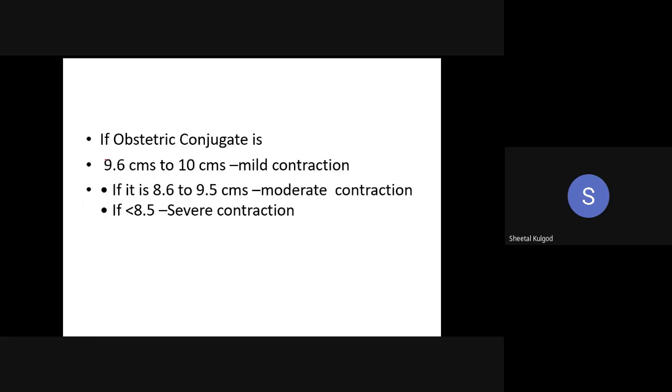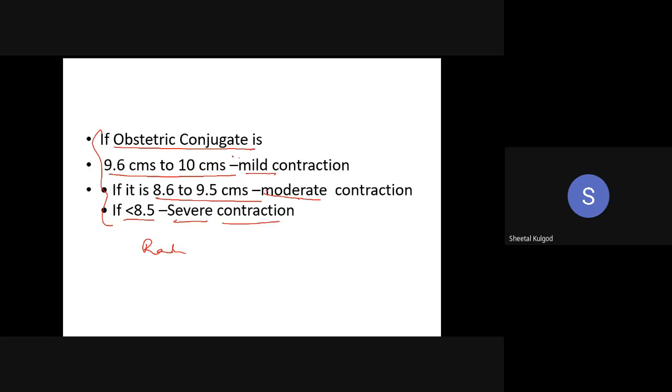Now there is another grading for different kinds of contractions as mild, moderate, and severe, depending on the obstetric conjugate. Remember, 9.6 to 10 centimeters is mild contraction. If it is 8.6 to 9.5, it is called moderate contraction, and if it is less than 8.5, we call it a severe contraction. So this grading is all based on the radiological findings of the obstetric conjugate, and it will help us to decide clinically the course of management.